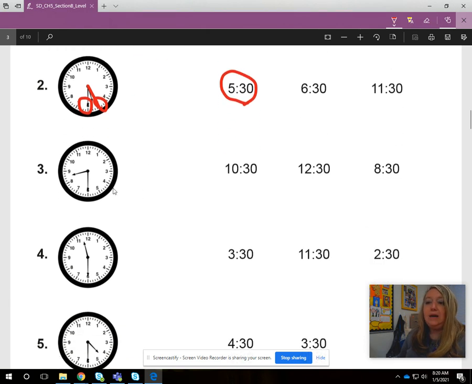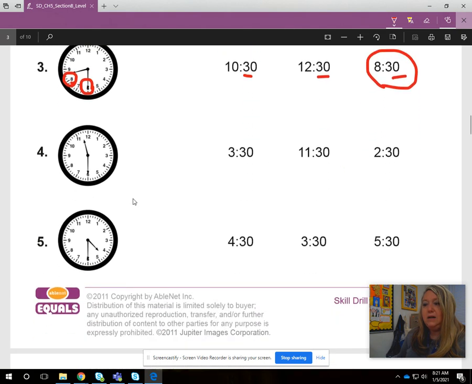Number 3, this time my long hand is on the 6, so that gives us a 30, right? What number is it on, or did it just pass? It's almost to the 9 right there, but not quite. So we're going to use the 8 this time. So it's 8:30.